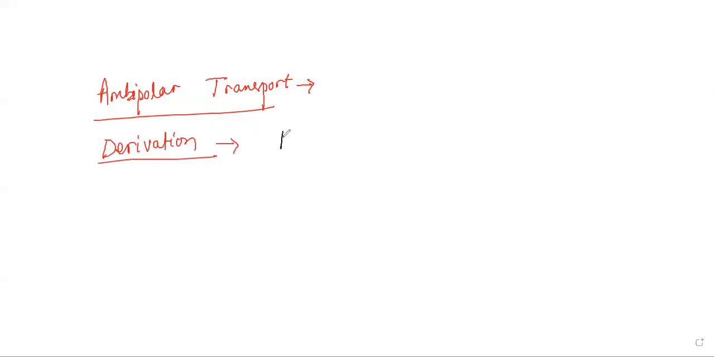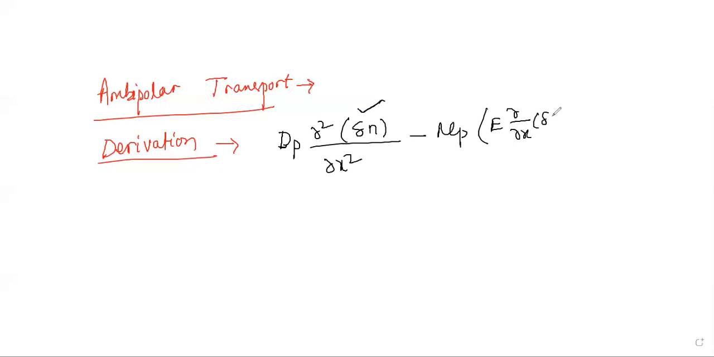Let me rewrite the time dependent diffusion equation: D_p, the diffusion coefficient here, and then we wrote del square, I will explain later, del square of delta n over del x square, where delta n is the excess carrier, the excess electron that is generated, minus mu_p E del by del x of delta n plus p del E by del x plus g minus r is equal to del by del t of delta n. So from where did I get this equation?